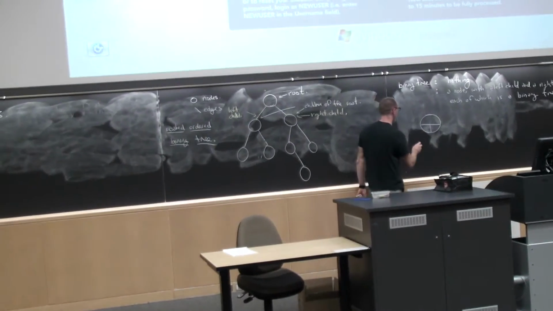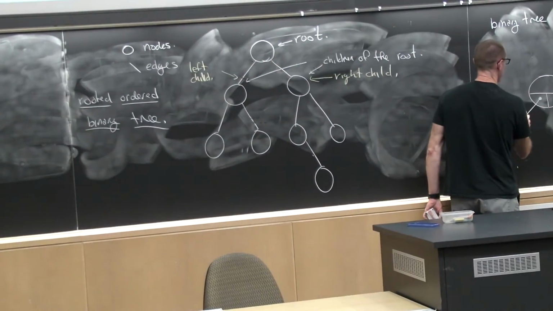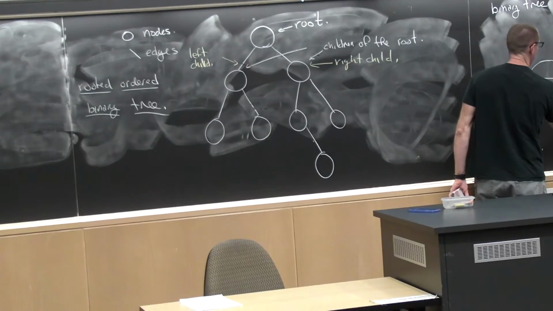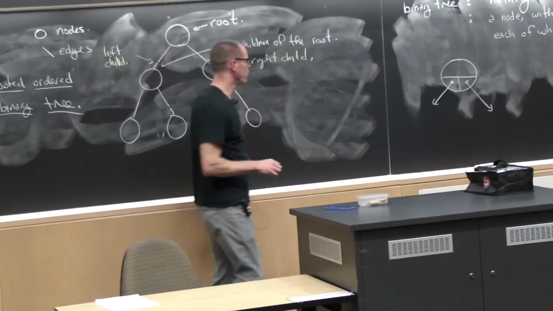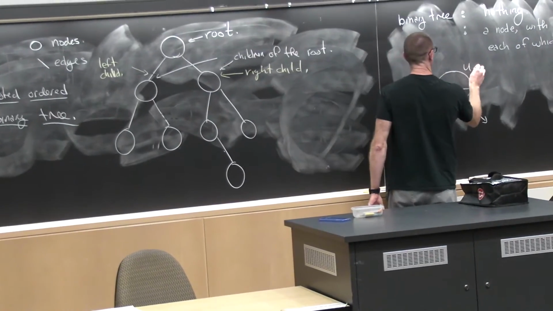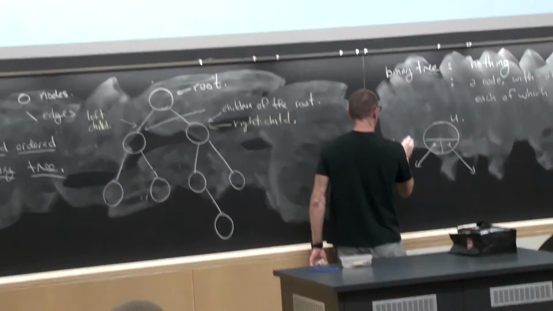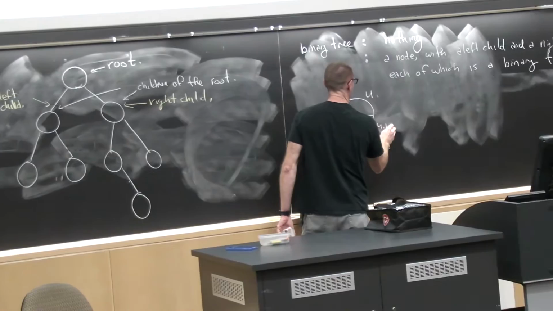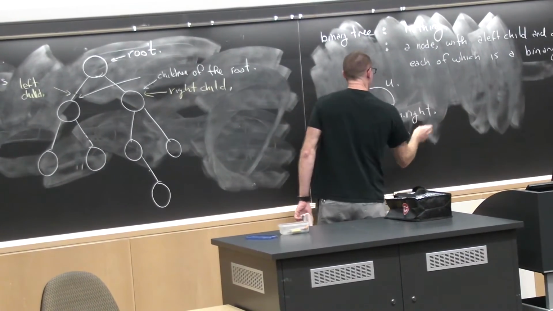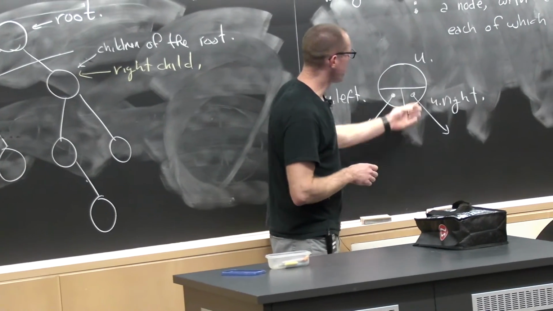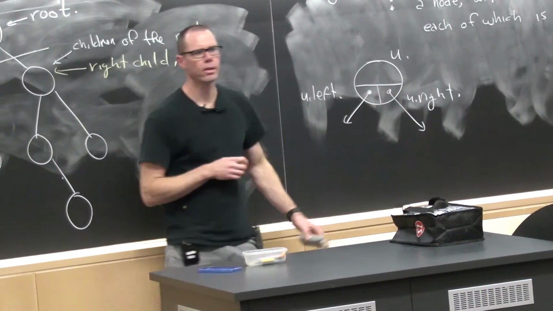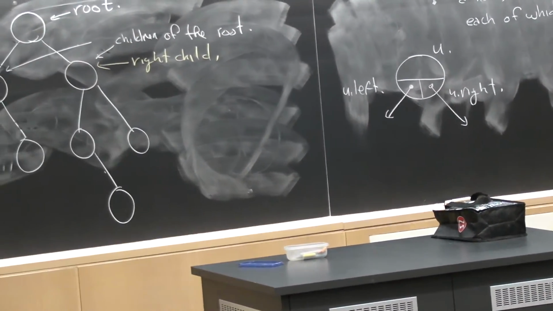That data is stored there, but it has at least two pointers, one to the left and one to the right. So if this is the node U, this would be U dot left and U dot right. And if one of these subtrees is empty, then this would just be set to null. Okay. So easy to implement.